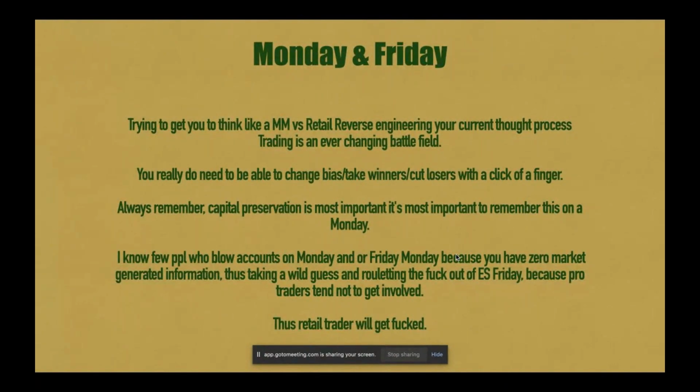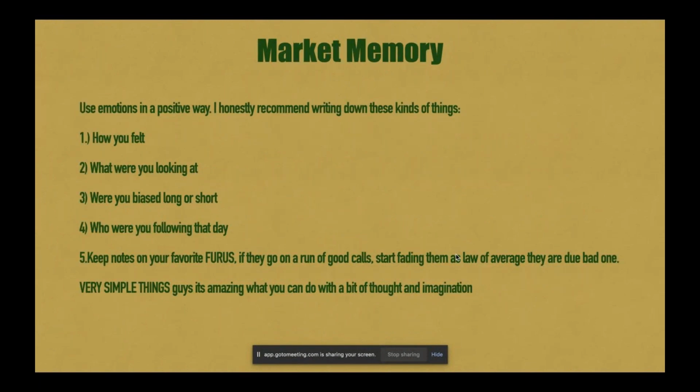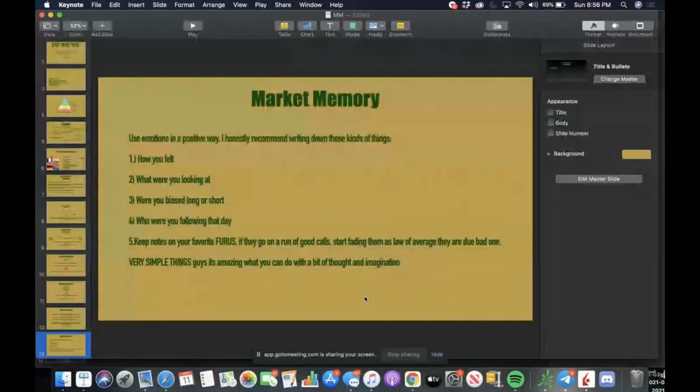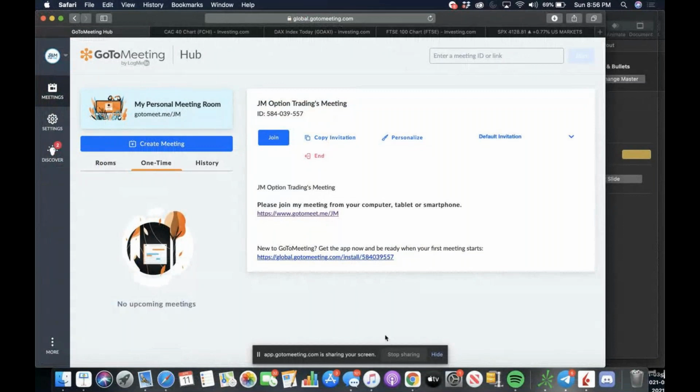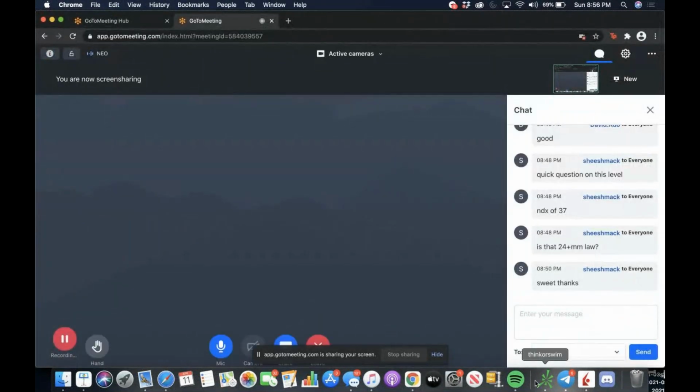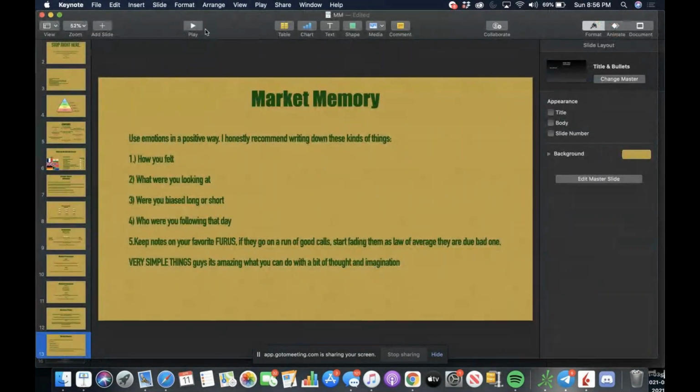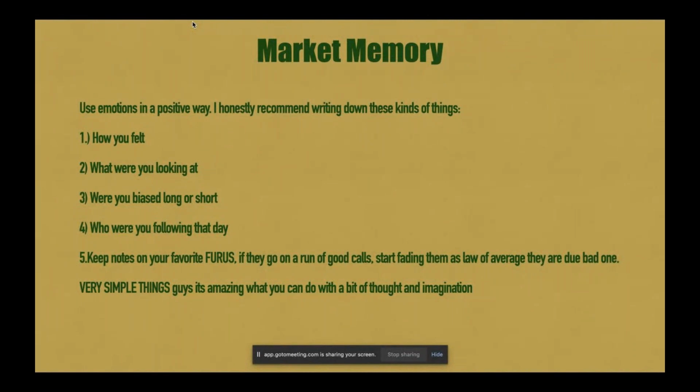We understand the ideas behind Mondays and Fridays. We understand everything about market memory, and how it's very important for us to journal all of these things. We want to make sure that we remember we aren't robots. We have flaws, and one of our natural flaws for many is just memory. We have a very short-term memory, so journaling is going to be key.